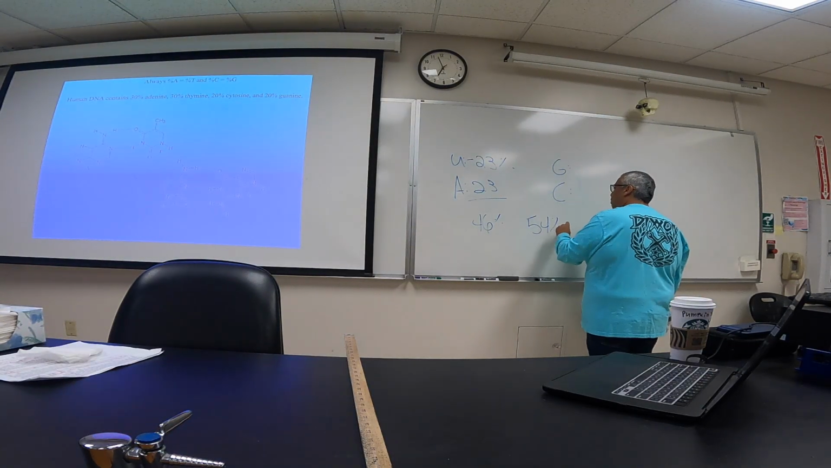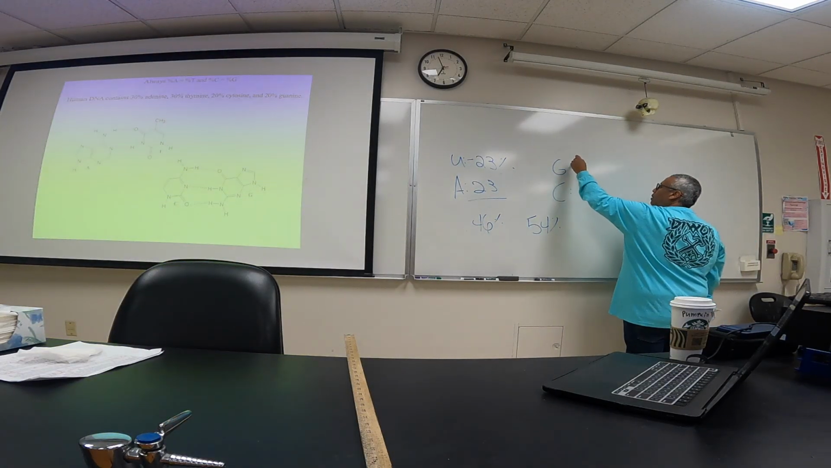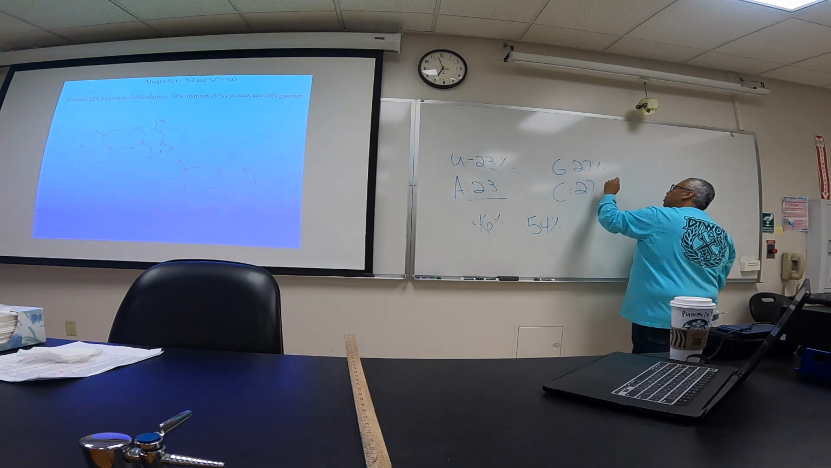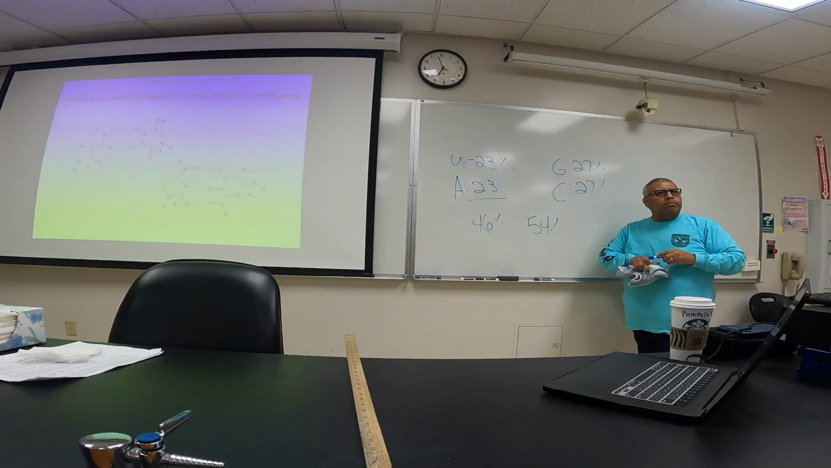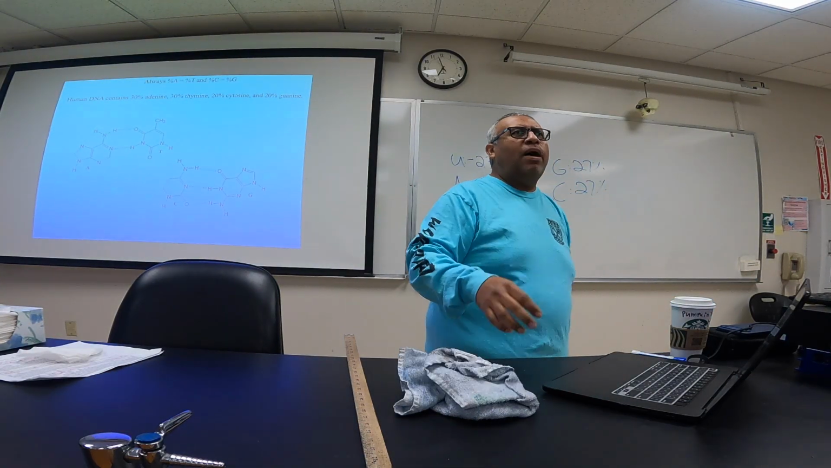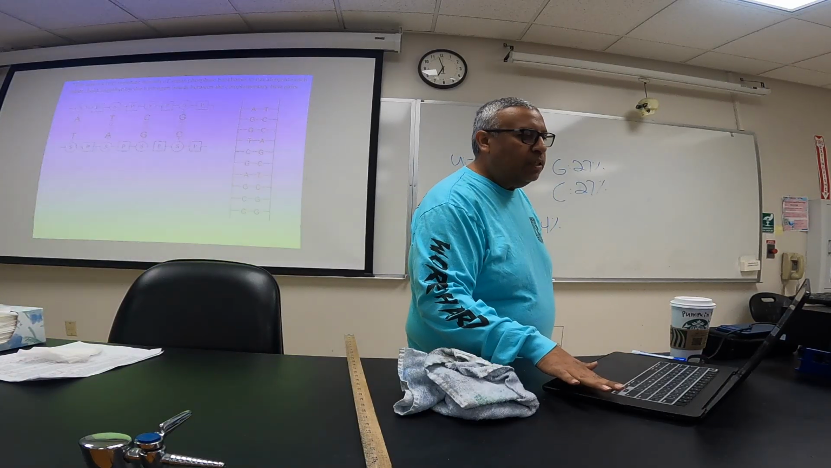How much do I have left? 54%. How much of that is guanine? 27%, and cytosine must be 27%. Right? You can bring a calculator if you want, but we should be able to math that out a little bit. We can definitely find those percentages there.